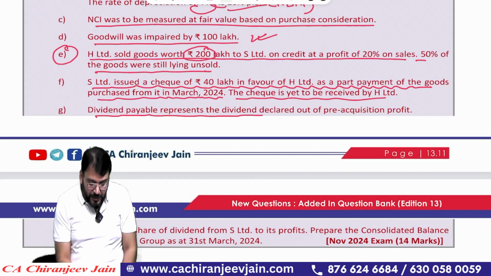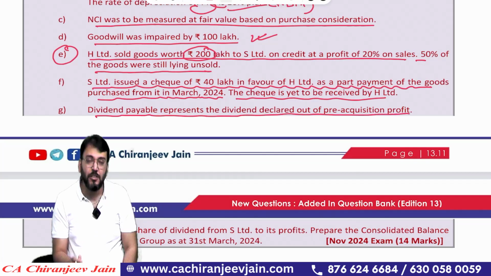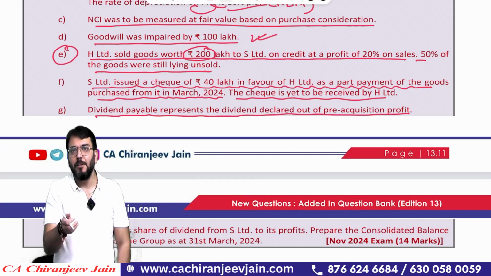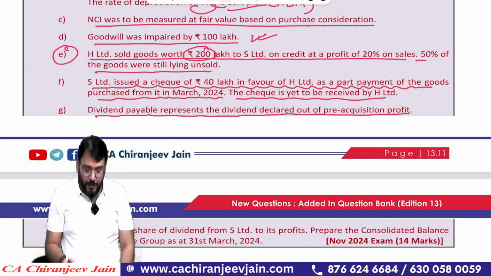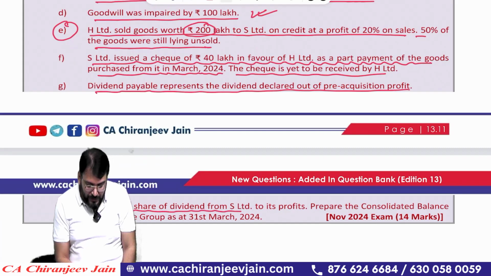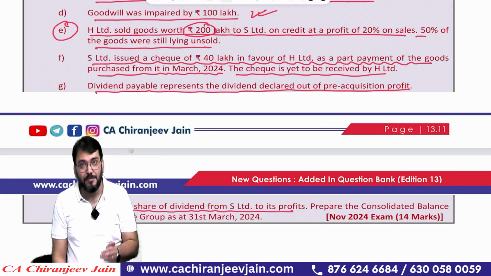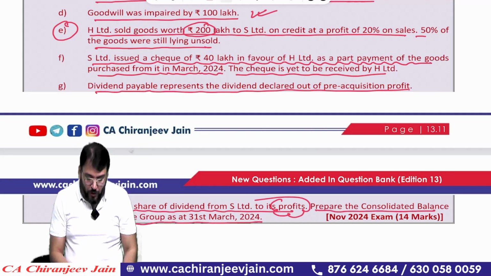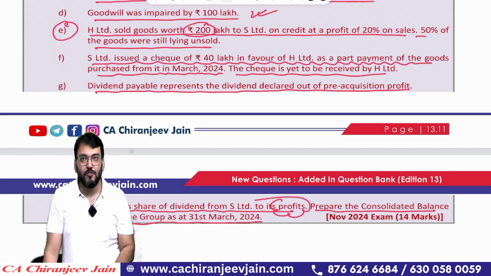Dividend payable represents the dividend declared out of its pre-acquisition profit. So dividend payable out of pre-acquisition profit. Okay, this becomes dividend declared but not paid. Got this point? H Limited credited its share of dividend from S Limited to its profit, and the entire dividend received has been recognized in the books of H Limited and transferred to the PL account. Prepare the consolidated balance sheet of the group as on 31st March 2024. Correct? Have you understood the question? Let us come to the solution now. Are you ready for this?